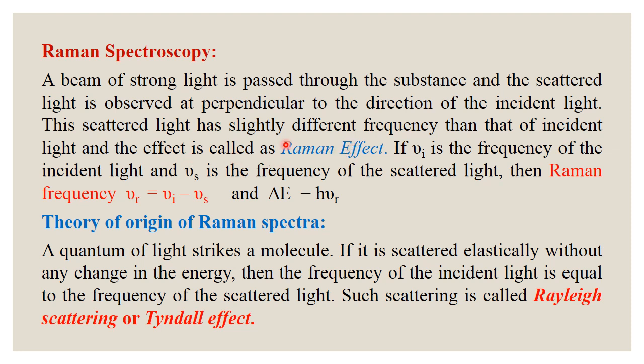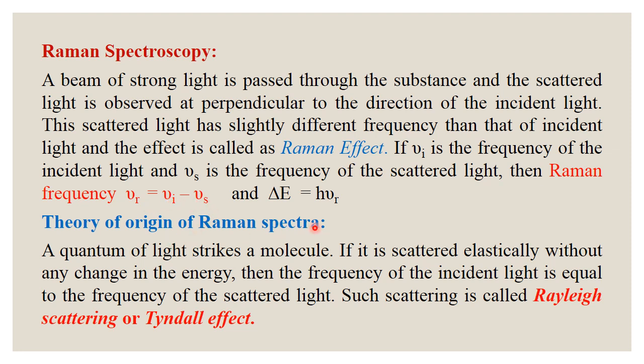So due to the presence of the Raman effect, the frequency of the scattered light is different from that of the incident light. If nu I is the frequency of the incident light and nu s is the frequency of the scattered light, then the Raman frequency nu r will be equal to nu I minus nu s. Nu I is the frequency of the incident light, nu s is the frequency of the scattered light. The energy difference in Raman spectra, delta E, will be equal to h into nu r. That is a simple formula. So you must know the meaning of Raman effect and the Raman frequency formula, nu r equal to nu I minus nu s.